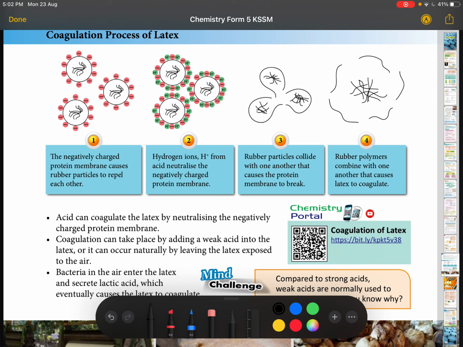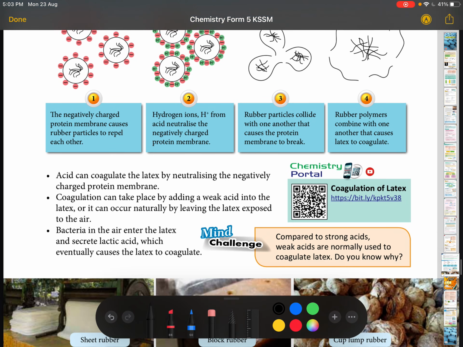So the reason why is, what happens is in the air you will get hydrogen ions. So these hydrogen ions either come from adding the acid yourself, because remember acid can ionize to become an anion and also a hydrogen ion. So that hydrogen ion will react with the negative membrane.